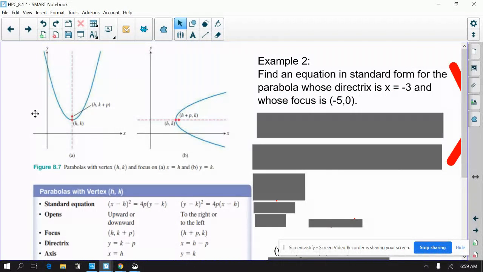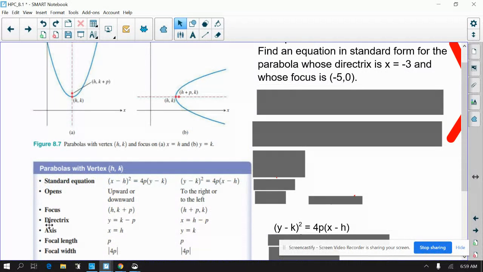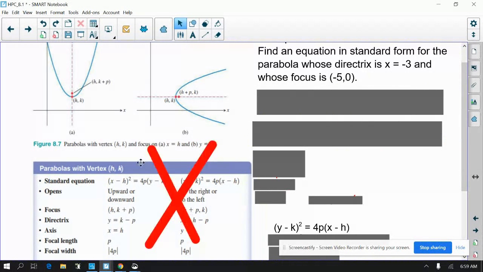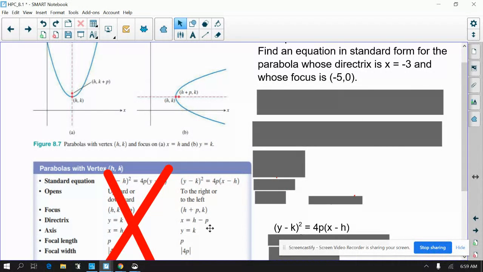Example 2. Again, we've got our note card right here. Find the equation in standard form. So I'm finding one of these two. What do I know? I know that the directrix is x equals -3. So right away, the directrix is x equals something, so I'm not talking about this one. I'm talking about a parabola that goes left or right. So I know the directrix is x equals -3, and I know the focus is -5, 0.